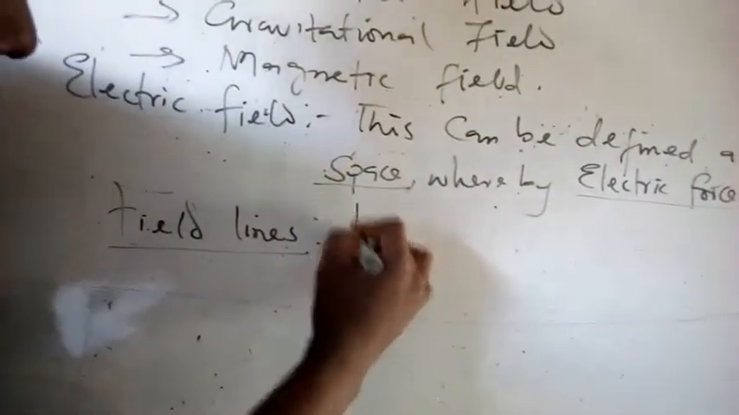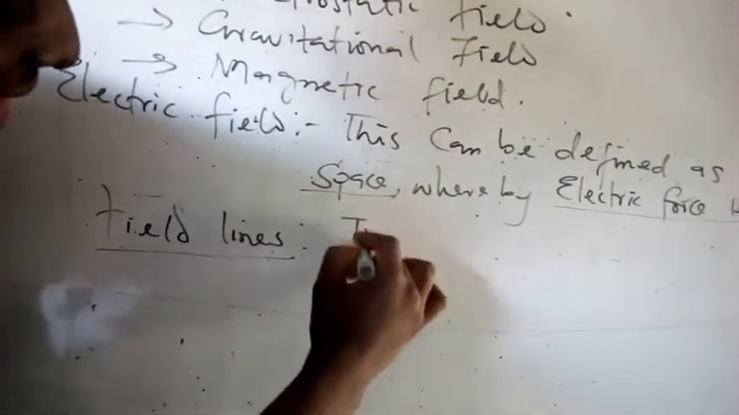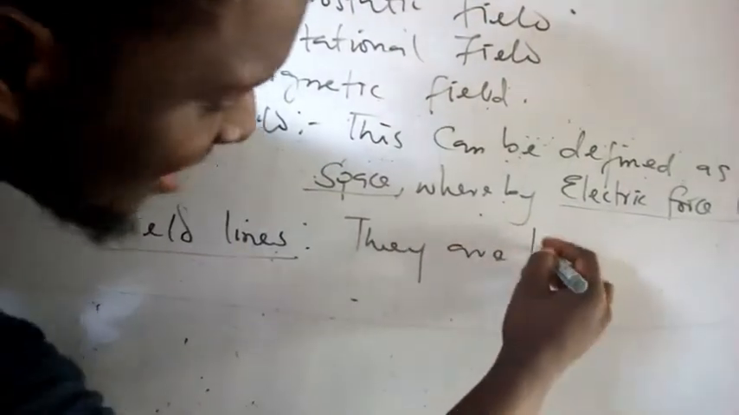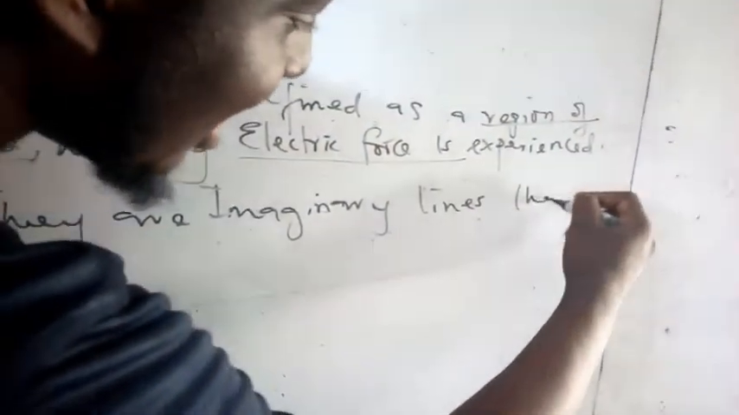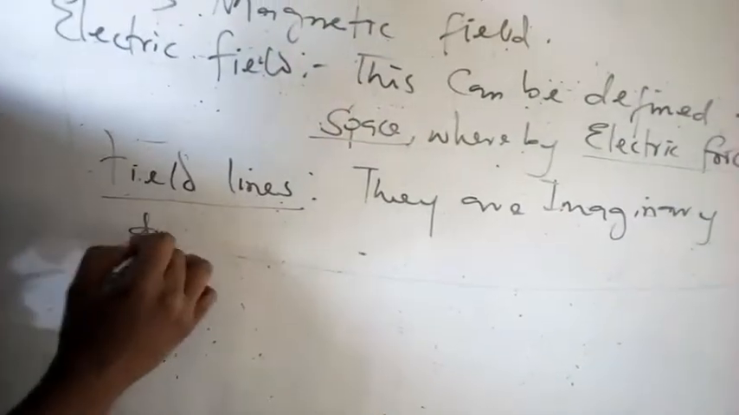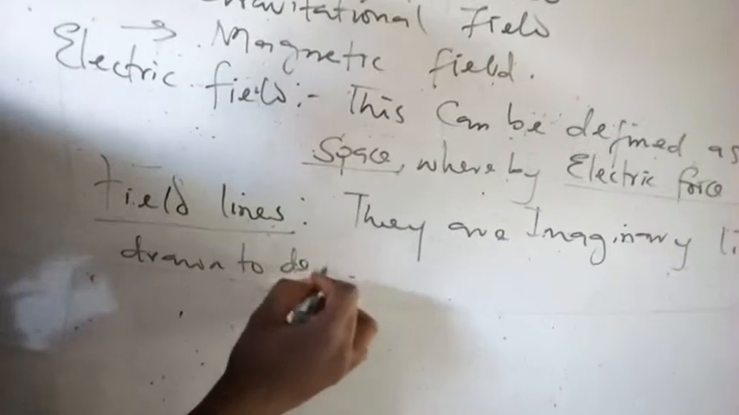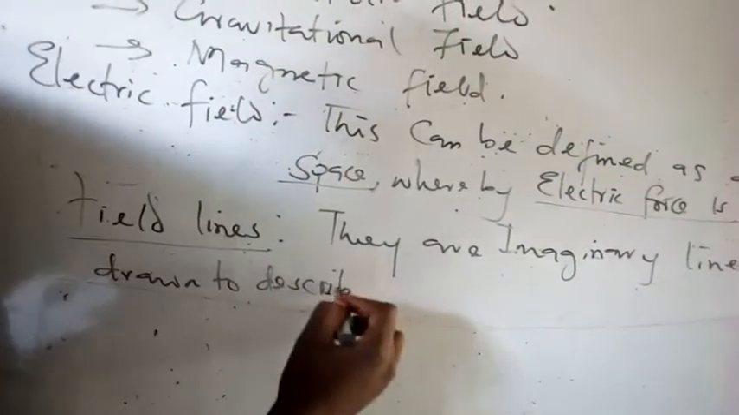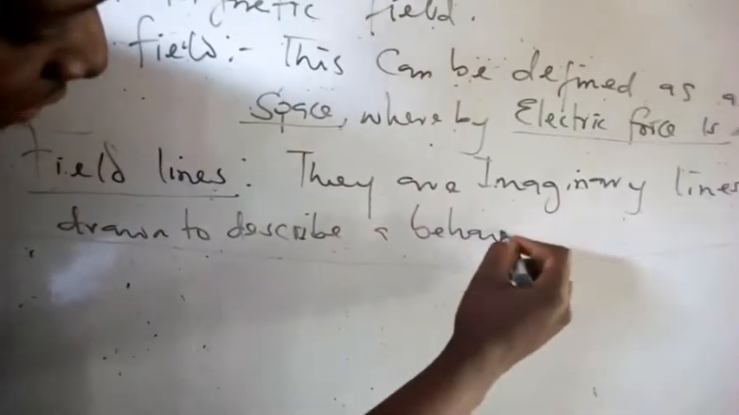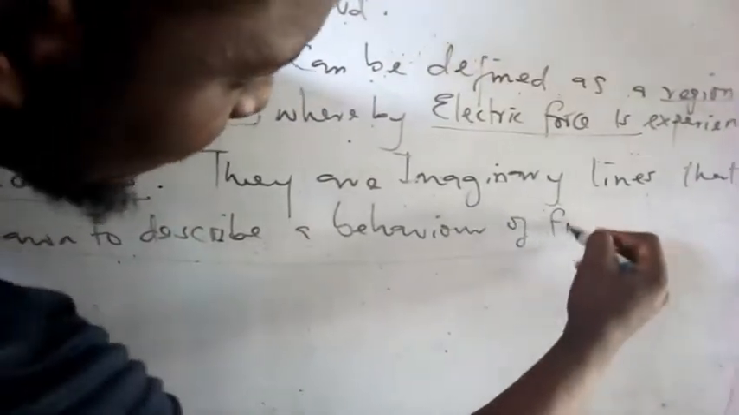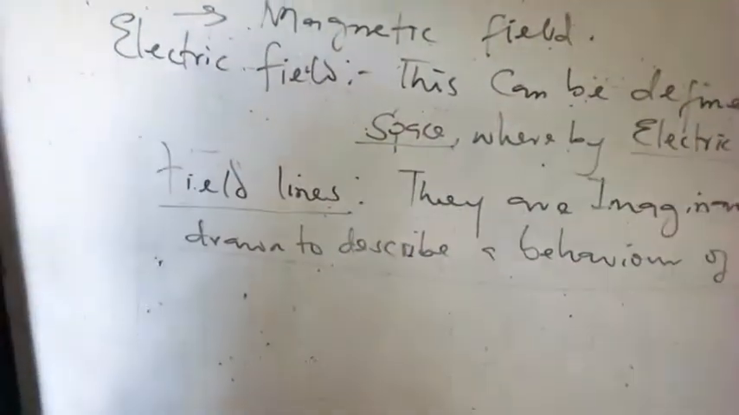So I want you to write it down. They are imaginary lines. They are imaginary. You just imagine them. Imaginary lines that are drawn to describe the behavior of fields. So you should know that when you talk about field lines, we have it as imaginary lines that are drawn to describe the behavior of fields.